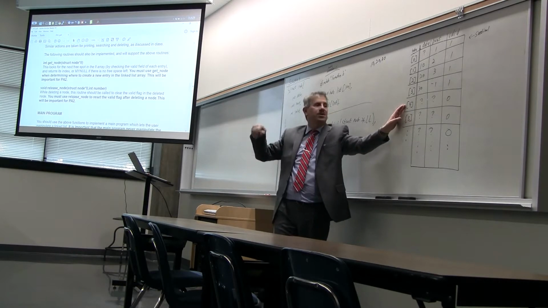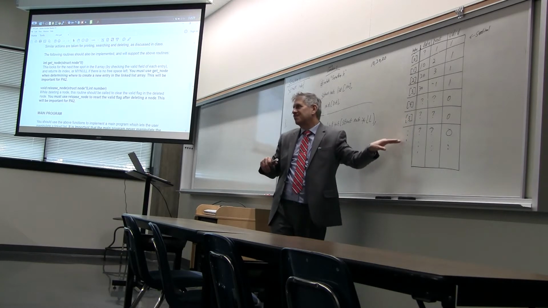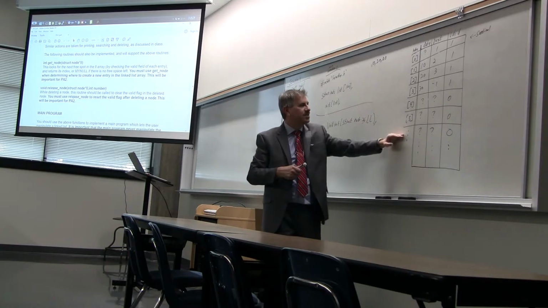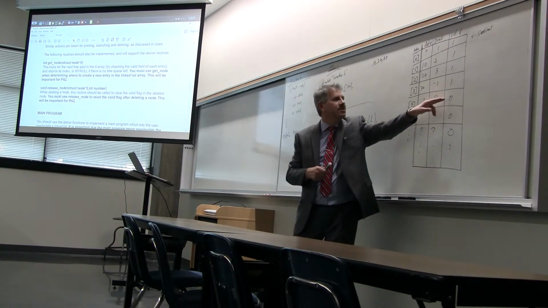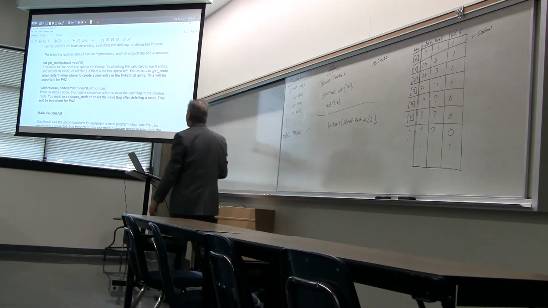If I call get node again, it should return a 5. If I call it again, it's probably going to return a 6. So each time you call get node, it returns the next node that's available. It sets the valid flag to 1, and it returns that index.